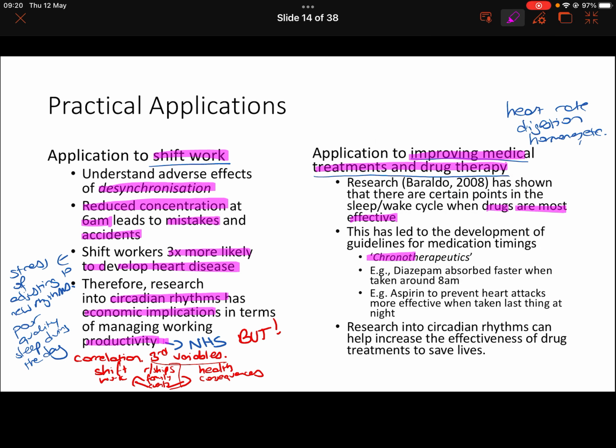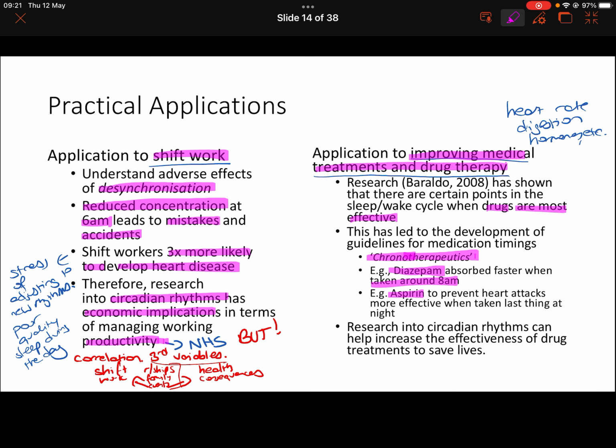There is a field dedicated to understanding this, chronotherapeutics. Basically, our understanding when it's best to administer particular medication to correspond to the person's biological rhythm. So some examples of this: diazepam, a drug famous for anxiety, is absorbed faster when it's taken in the morning, and so that's now the guideline.